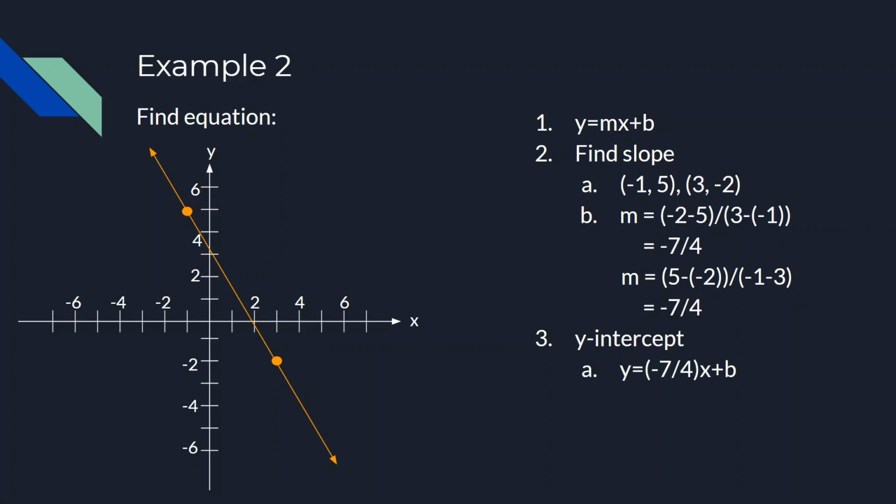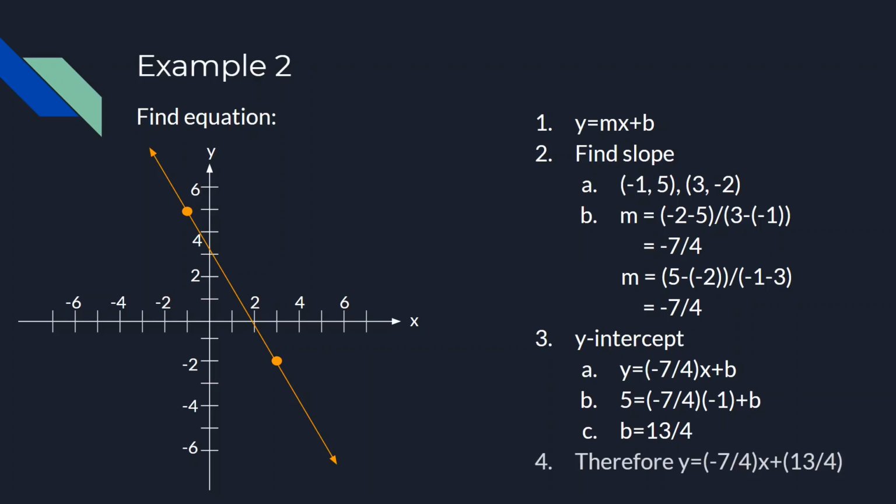Now to find the y-intercept, if the point where the graph passes the y-axis is clear, then we can just take that y value as our b. However, if there is no clear point, then we can find it algebraically. We can use one of the clear points from earlier and substitute it back into the equation. If we take -1, 5 and put it back into the equation, it becomes 5 is equal to -7/4 times -1 plus b. If we solve for b, we get b equals 13/4. Now we have the slope y-intercept equation, y equals -7/4x plus 13/4.